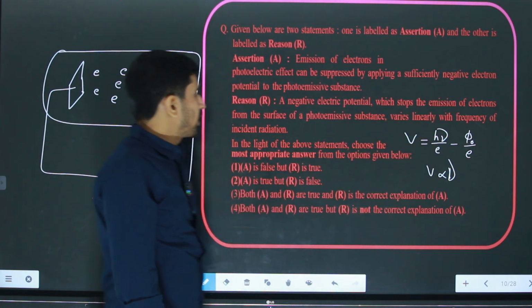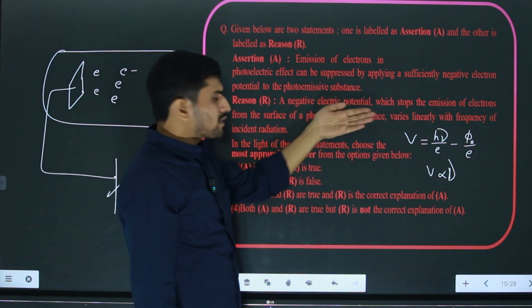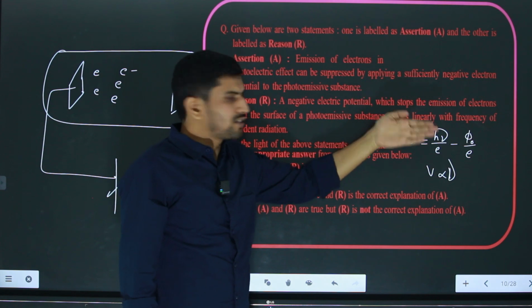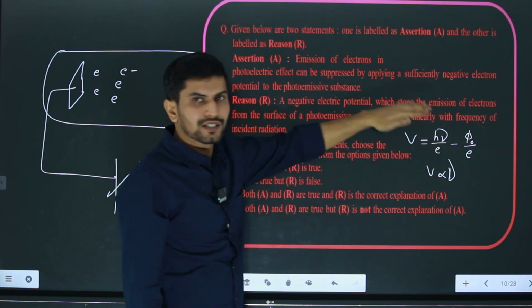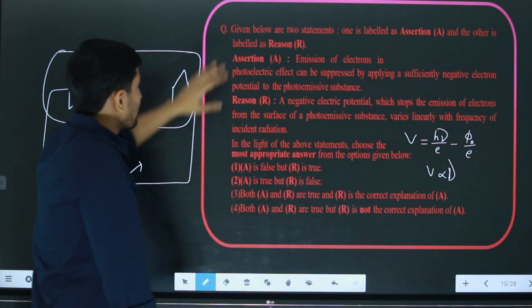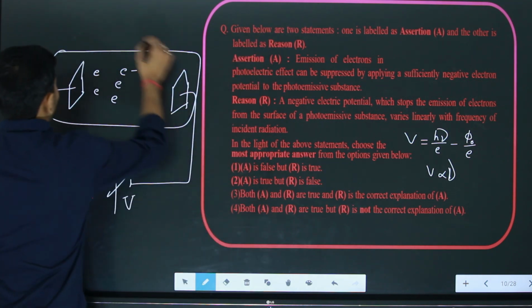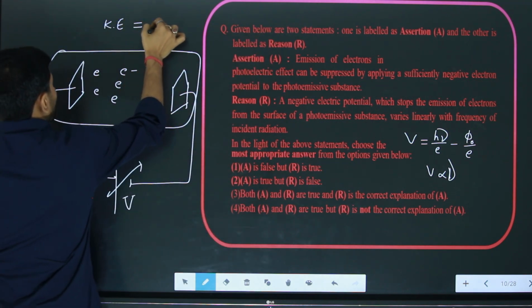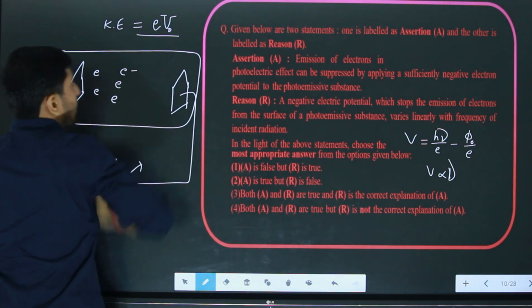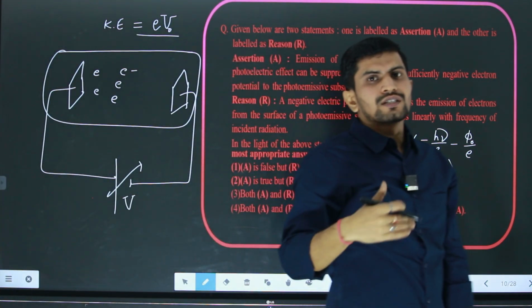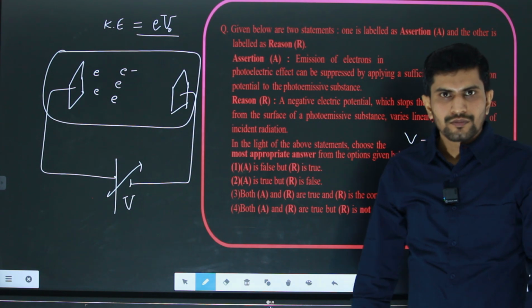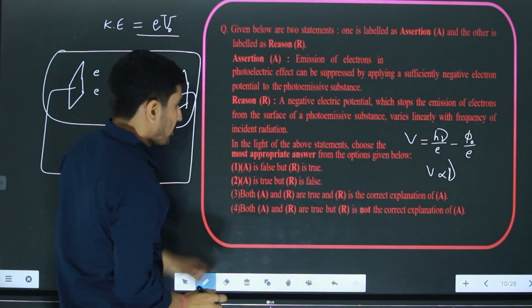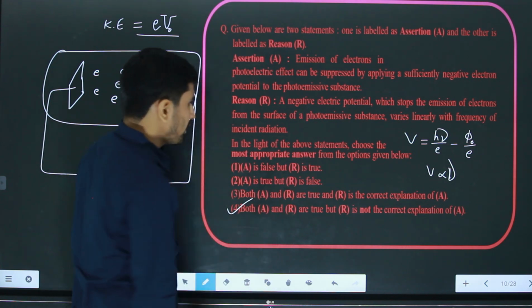This is correct. But why this negative potential actually stops the electron, that reason is different. This statement is correct, but it is not explaining the assertion. The reason why the electrons stop is because the maximum kinetic energy of the electron becomes equal to the electrostatic potential energy supplied to the electron, okay? That's why it stops. Therefore, both the statements are correct, but R is not explaining the assertion.